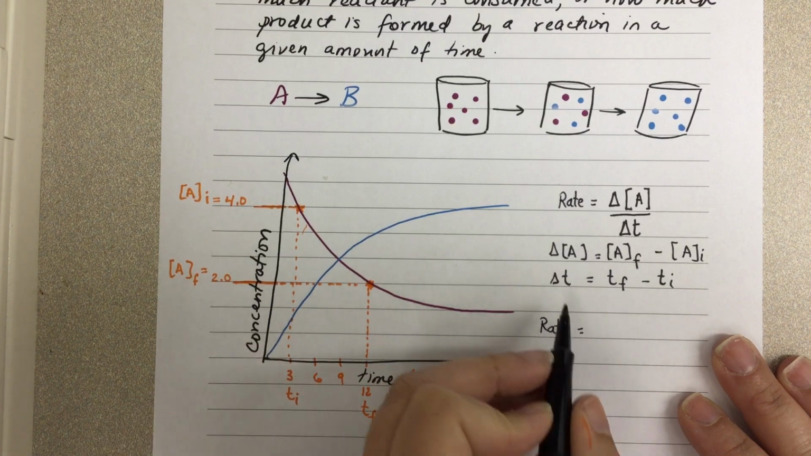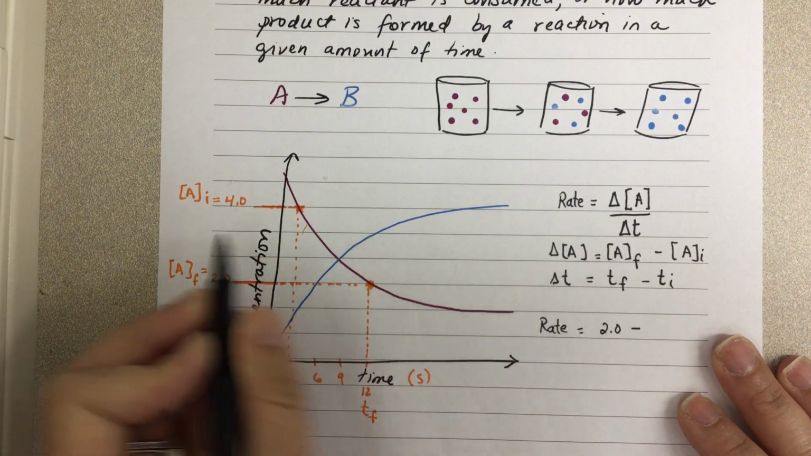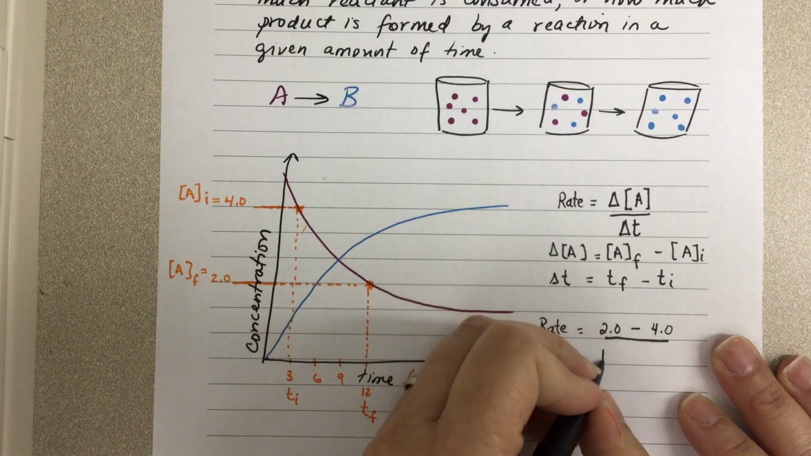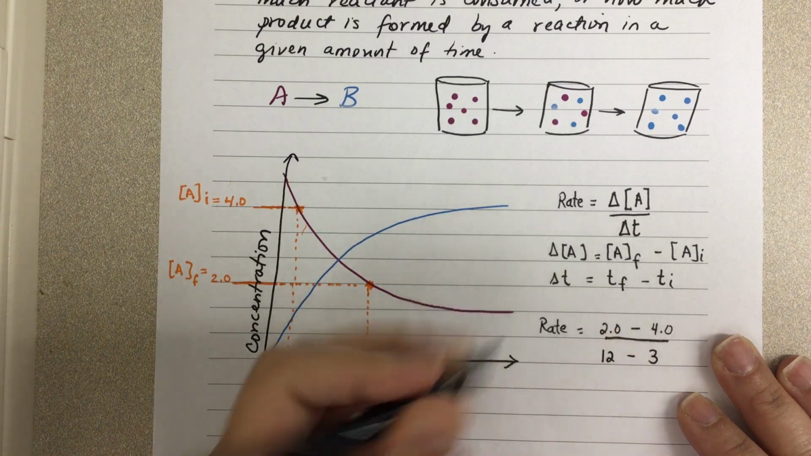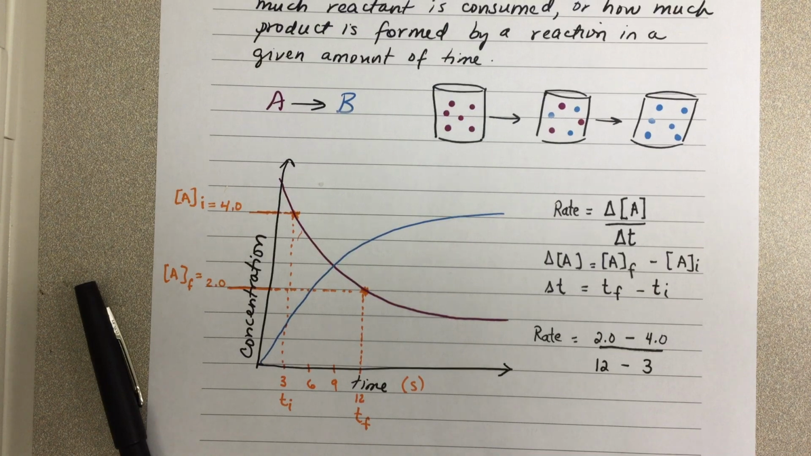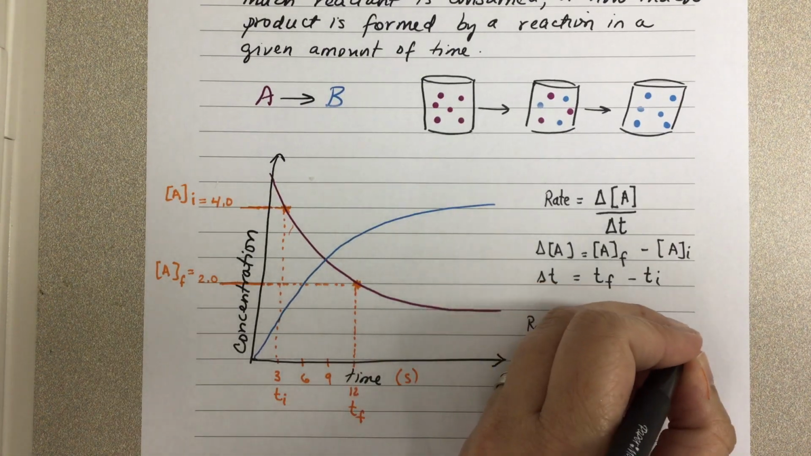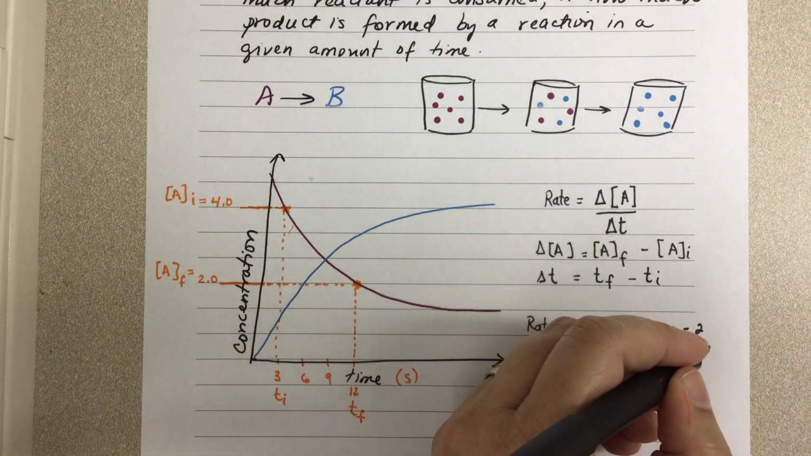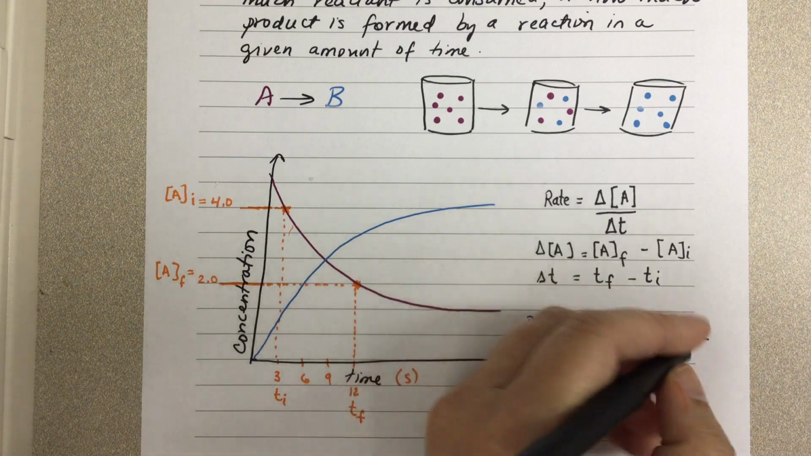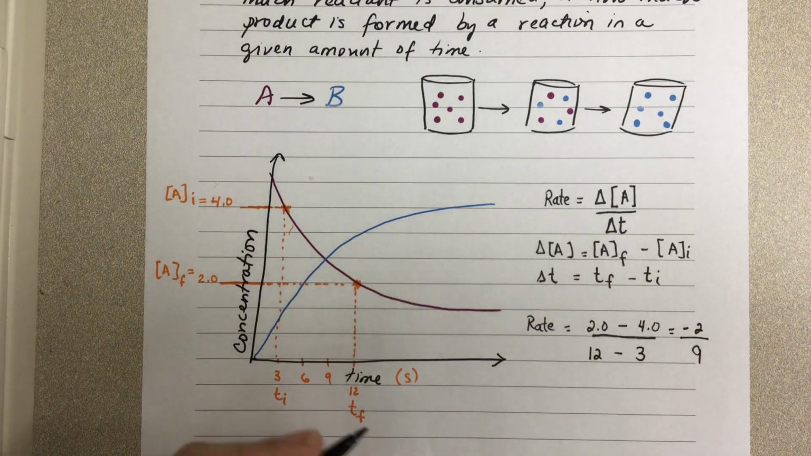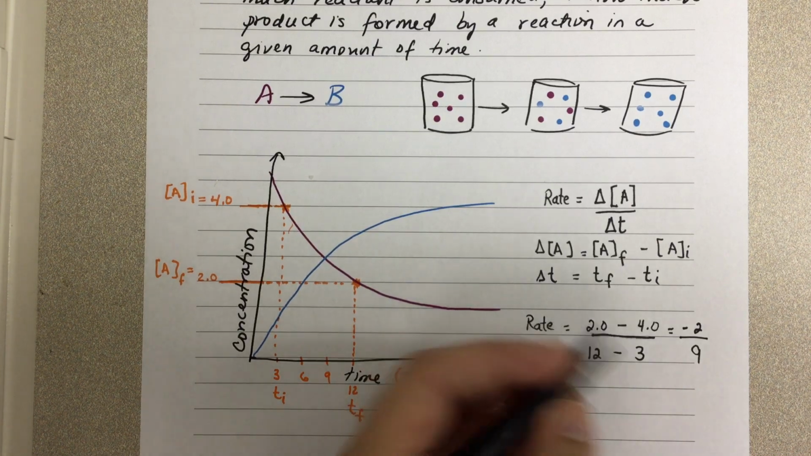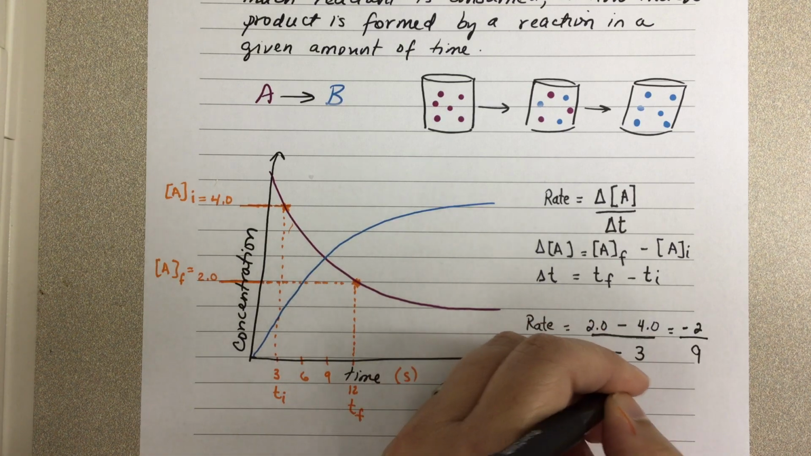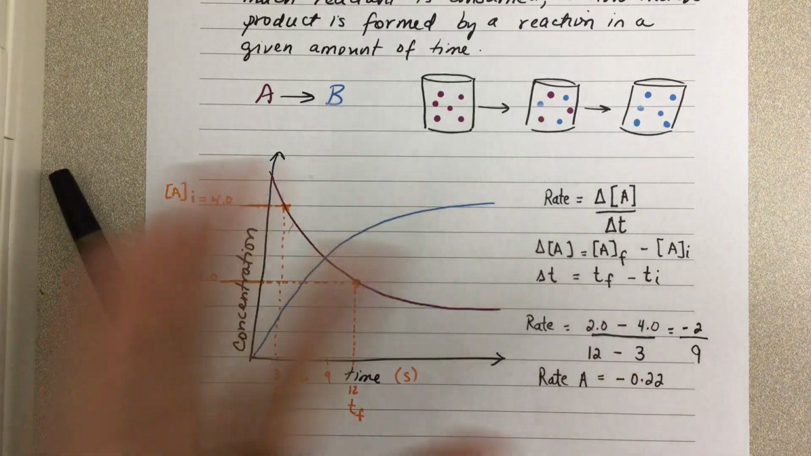Your final concentration is 2. Your initial concentration is 4. Your final time is 12. And your initial time, or the one that we're using, is 3. You can see that this here is going to give you a negative number. That's 2 minus 4. That's a negative 2. And then you have 12 minus 3, which is going to give you 9. So you can simplify that. I'm rounding to two significant figures.